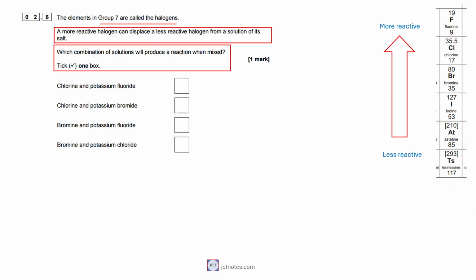In the first option, chlorine is below fluorine, so nothing happens. In the second option, chlorine is above bromine on the periodic table. Because chlorine is higher up, it is more reactive and will successfully displace the bromine. This means a reaction will happen here. Just to double-check the others, in options 3 and 4, bromine is below both fluorine and chlorine, meaning it isn't reactive enough to cause a displacement. Therefore, the correct choice to tick is the second box, chlorine and potassium bromide.